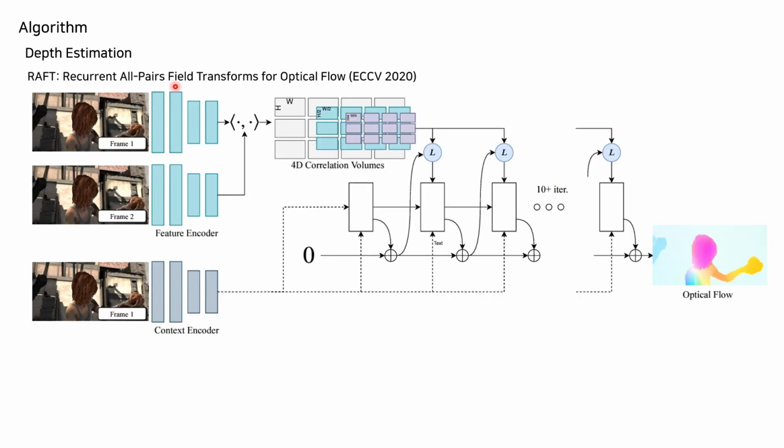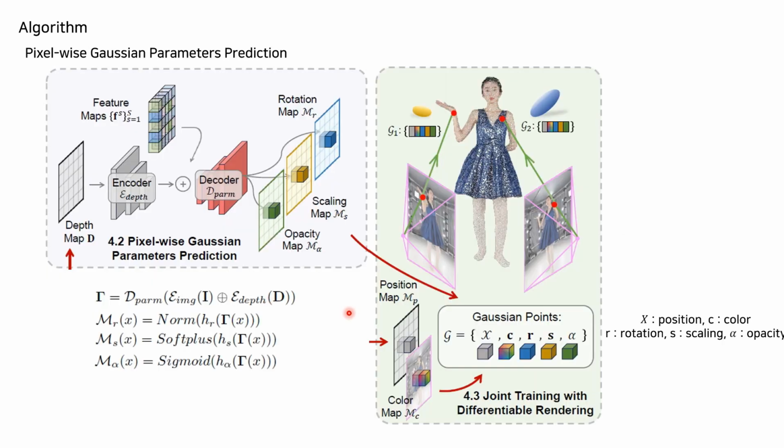This form of RAFT, based on an optical flow algorithm, utilizes a transformer-based recurrent method, as inferred from the title. After extracting features from 2 images, they are input into a recurrent network to derive optical flow, but here it is used to estimate depth based on the movement distance of a single pixel. Next, pixel-wise Gaussian parameter prediction is used, allowing for estimation through a depth map. This input is processed using an encoder and decoder, specifically a UNet structure, to estimate 3 parameters: rotation, scale, and opacity. The backbone shared in this process passes through 3 different headers to obtain these values.